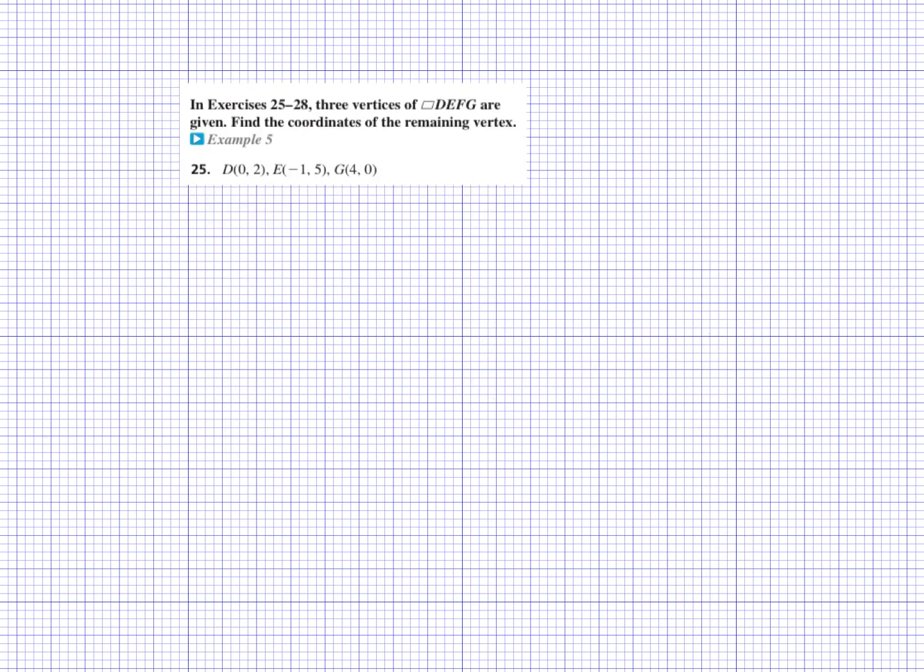highly accurate. All right, now they're giving you 3 vertices. You got to find the 4th. So let's draw this. Trying to draw these as accurate as possible. 0, 2. We'll put here for D. Negative 1, 5. 1, 2, 3, 4, 5. Negative 1, 5 is E. And G is at 4, 0. 1, 2, 3, 4. All right, so where is the third possibility?